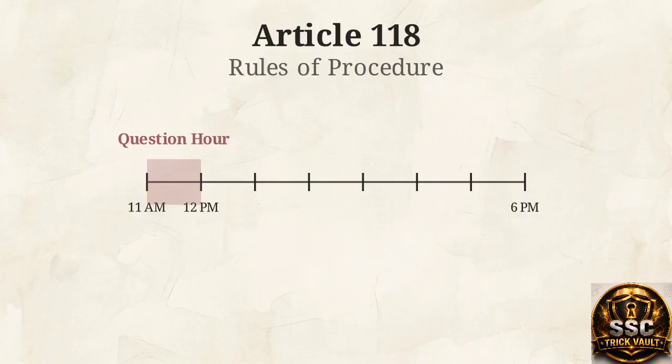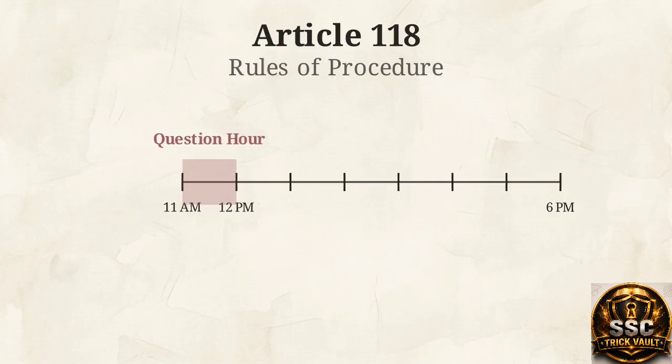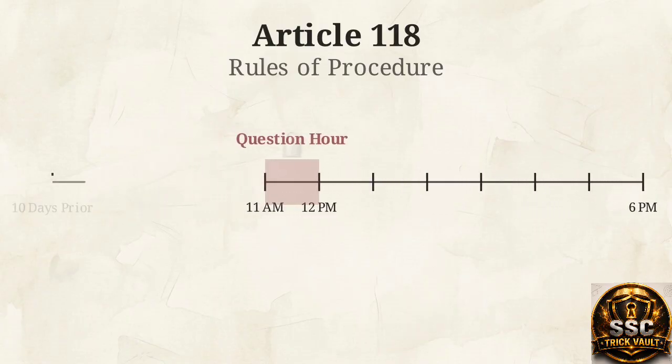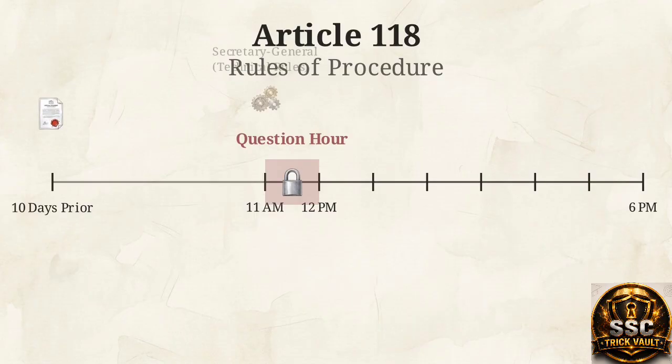This is a 60-minute window reserved for pre-vetted executive accountability. Members cannot simply interrogate a minister on a whim. There is a rigid bureaucratic filter requiring 10 days advance notice. These submissions are routed through the Secretary General to ensure they meet technical rules. Approved questions fall into precise categories.